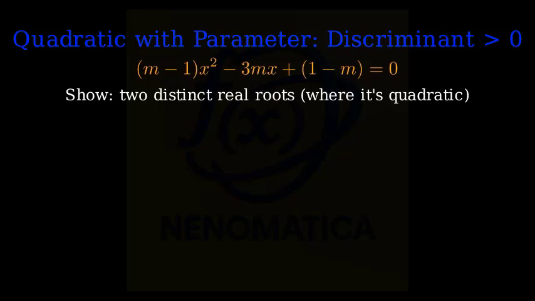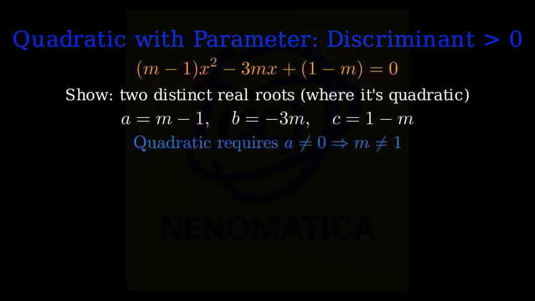First, identify the coefficients. Here, a equals m minus 1, b equals negative 3m, and c equals 1 minus m. Note, to truly have a quadratic, we require a not equal to 0, so m not equal to 1. For m equals 1, the equation becomes linear, not quadratic.